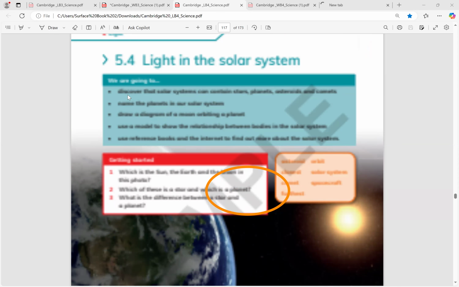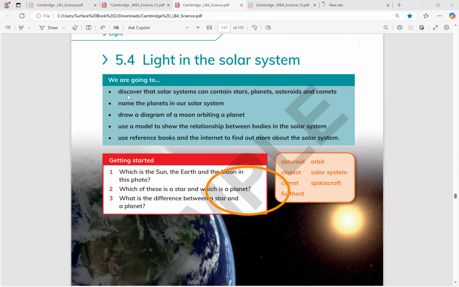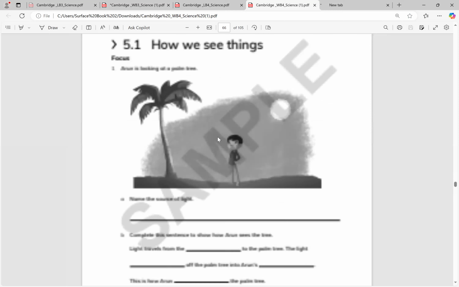So guys, should we do the workbook or should we continue? Yeah, we should do the workbook fast. Let's go to the workbook. All right. Yes.